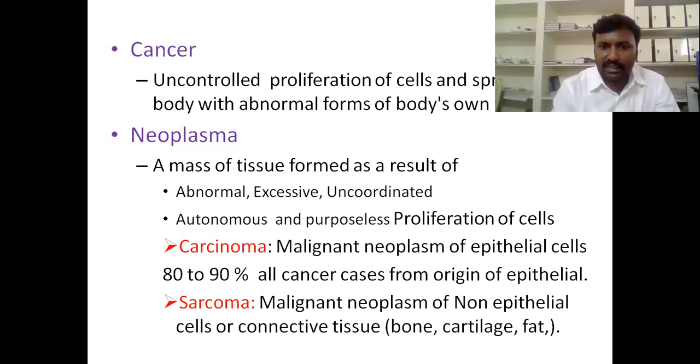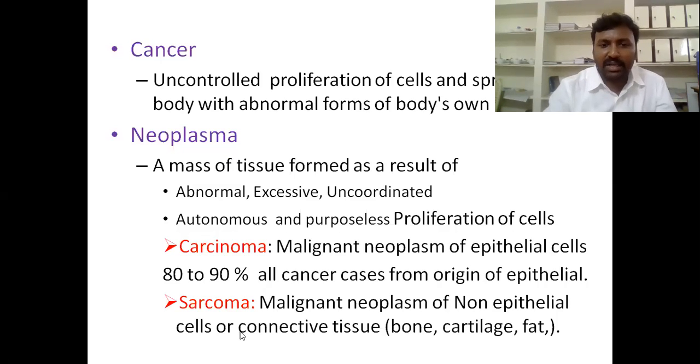Next term is carcinoma. Carcinoma is a malignant, like tumor, neoplasm, what you discussed. Malignant neoplasm of epithelial cells is called carcinoma or cancer. Maximum 80 to 90% of cancers are from this only, because epithelial cells are distributed more widely in our body. Sometimes they simply call it cancer.